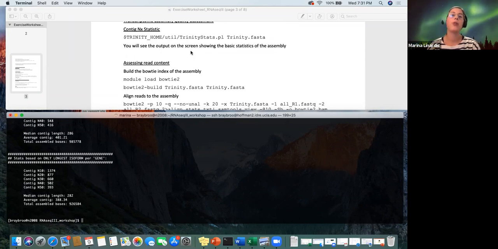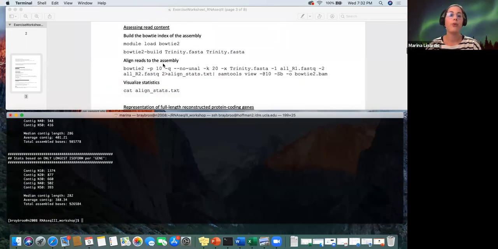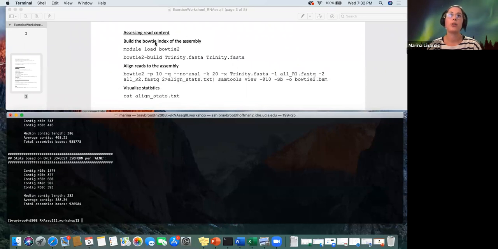To be able to perform that, we need to do the abundance estimation first, because it uses the abundance estimation to be able to detect those highly expressed genes. So we cannot run it just yet. So we're going to move to the next part, which is assessing read content.